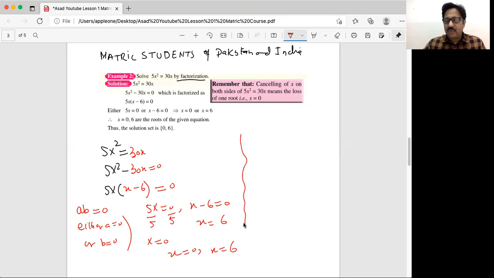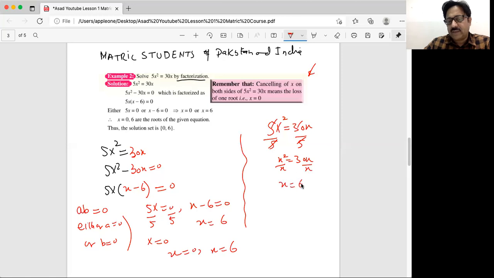I always ask my students to read the book. That's very important. There are so many good things in books. Here they have given this thing. They say remember this. What are they saying here? There are so many students who do this: 5x squared is 30x, and they cancel 5 here and 5 there. So x squared is equal to 30x, then they divide by x here and by x here. They get the x result.